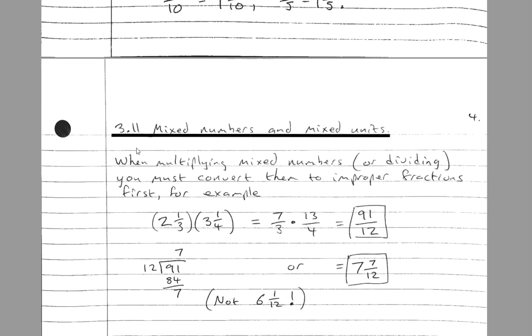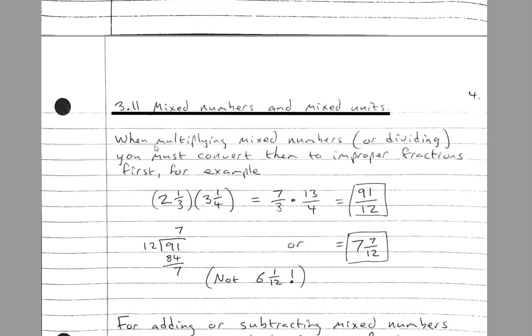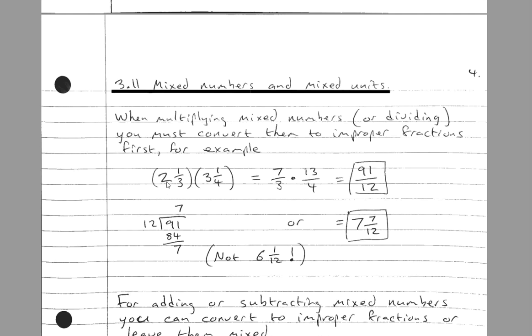All right, so one last section: mixed numbers and mixed units. When multiplying or dividing mixed numbers, you must convert them into improper fractions first. So here's another example. This is 2 1/3 times 3 1/4. Written with parentheses like this, that means multiplication.